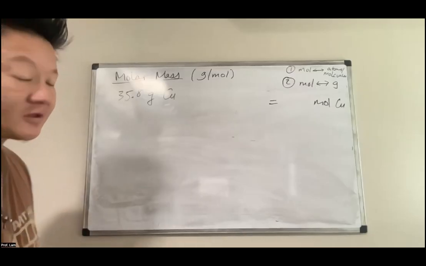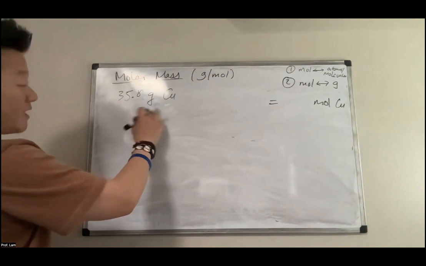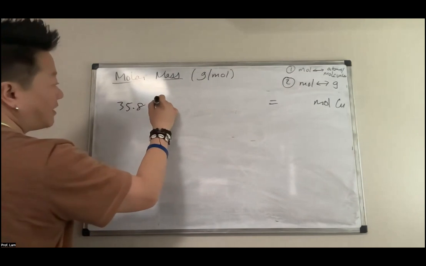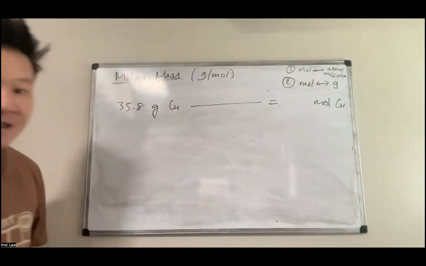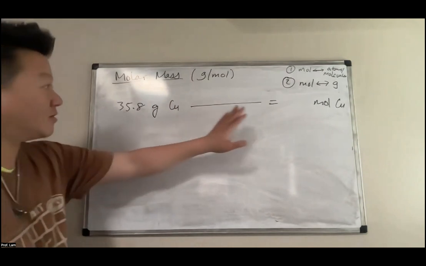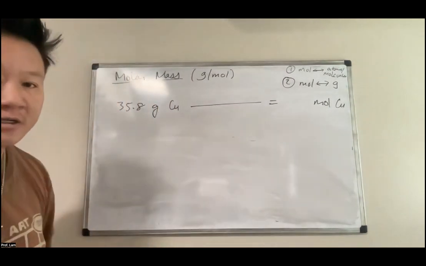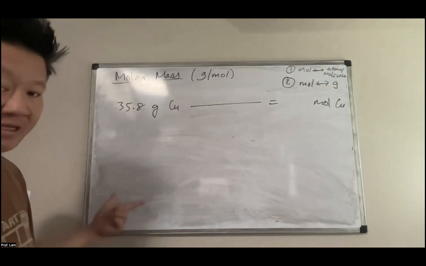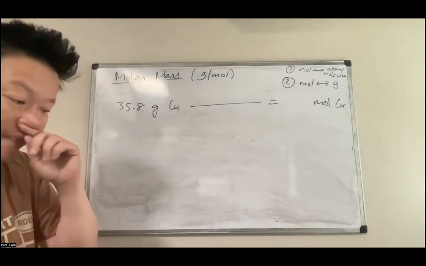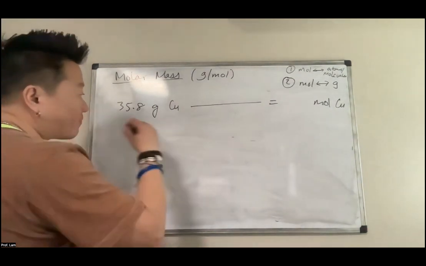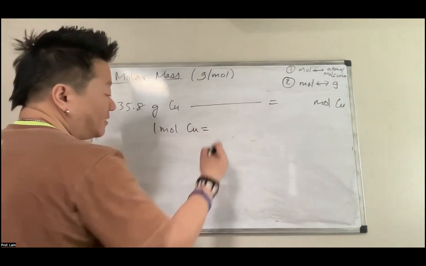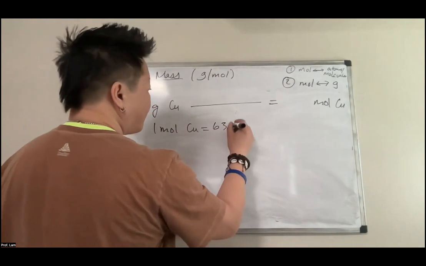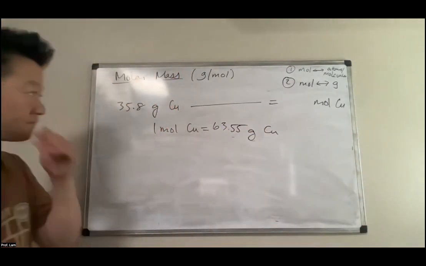Back to the board. So we have 35.8 grams of Cu. Let me write that down here. I'm going to make that division line, 35.8 grams of copper. We want moles of copper out. So we've got to come up with the equivalency. We need the molar mass of copper. Where do we get it? The periodic table. What does it say? 1 mole of copper is 63.55 grams of copper.